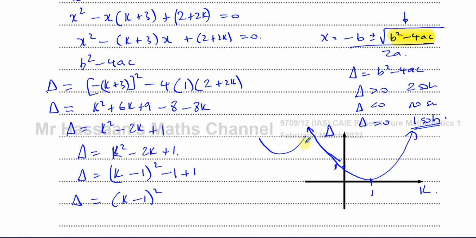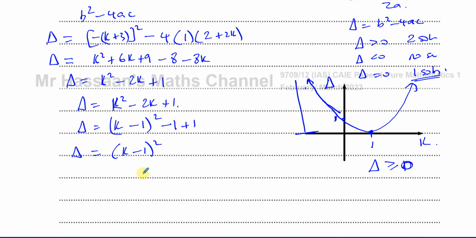So the discriminant will always be above the x-axis. In fact, it will touch the x-axis at this point. So we can see here that the discriminant is always going to be greater than or equal to 0, for all values of k. We can say the discriminant is greater than or equal to 0 for all k values.